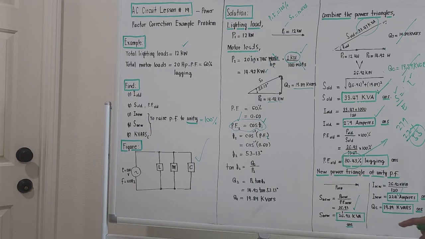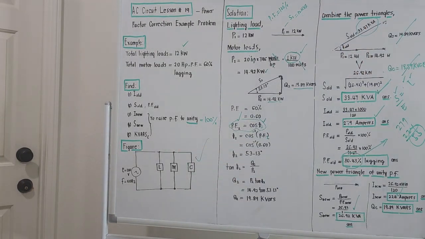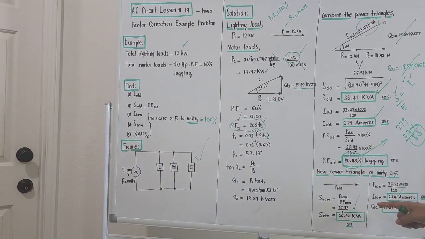The new value Q sub C will be equivalent to the original Q sub L, the reactive power of the motor loads, 19.89. For the kilovars of the capacitor, the designation for reactive power is Q. So capital Q with the subscript C, the reactive power of the needed capacitor, should be equal to the original 19.89 kilovars. This will be our answer for the kilovars.